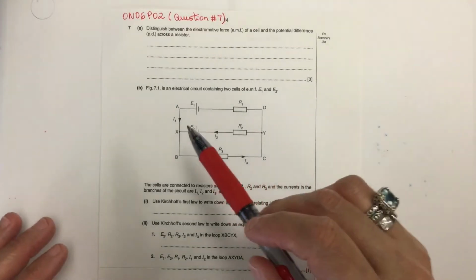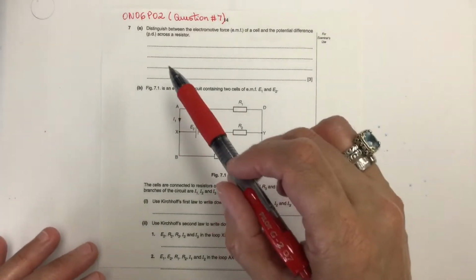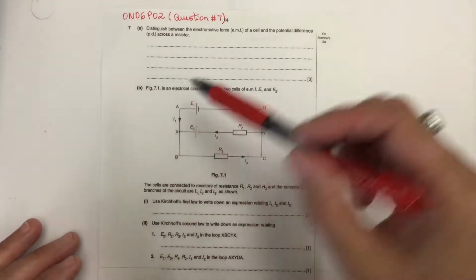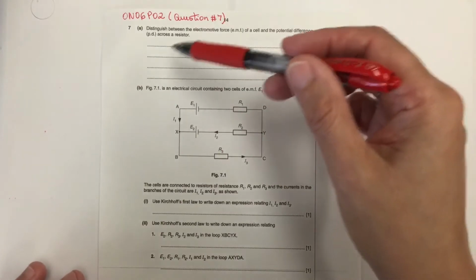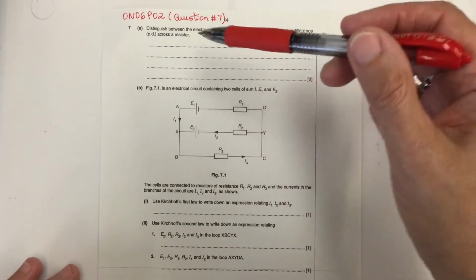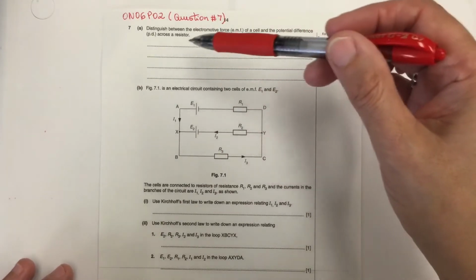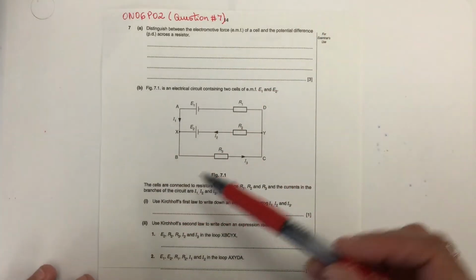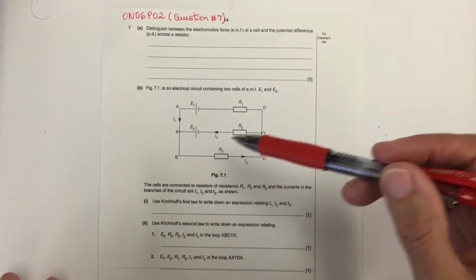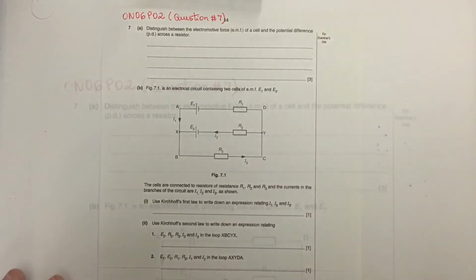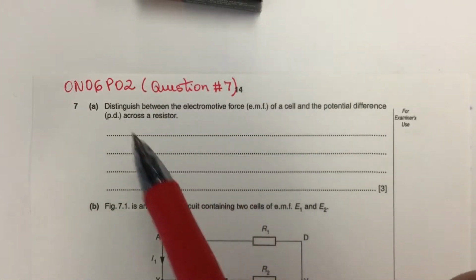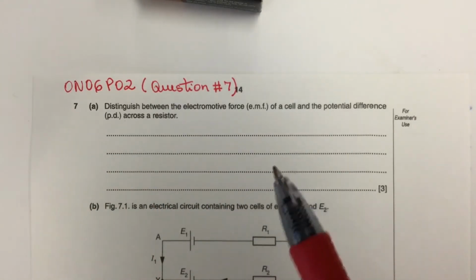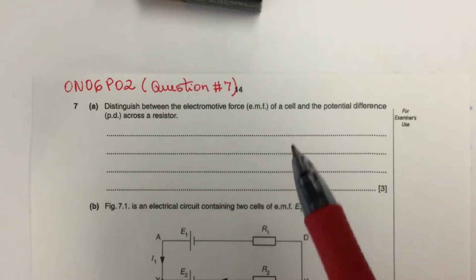This video covers only questions 7A and 7B. Question 7A is just how to differentiate EMF and PD, and question 7B is an application of Kirchhoff's first and second laws. Before going over question 7A, I'm going to show you a couple things related to a battery or cell.